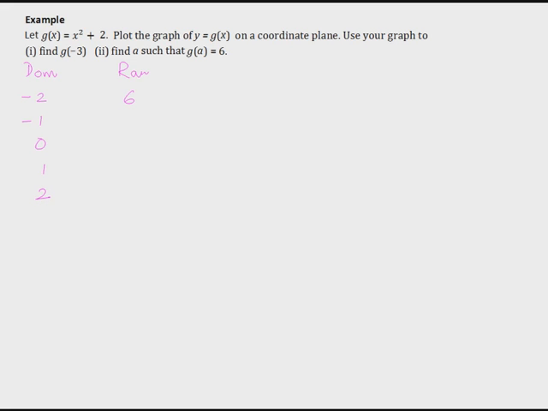6. Minus 2 squared plus 2 is 6. Minus 1 squared plus 2 is 3. 0 squared plus 2 is 2. 1 squared plus 2 is 3. 2 squared plus 2 is 6. I can quickly plot this function.